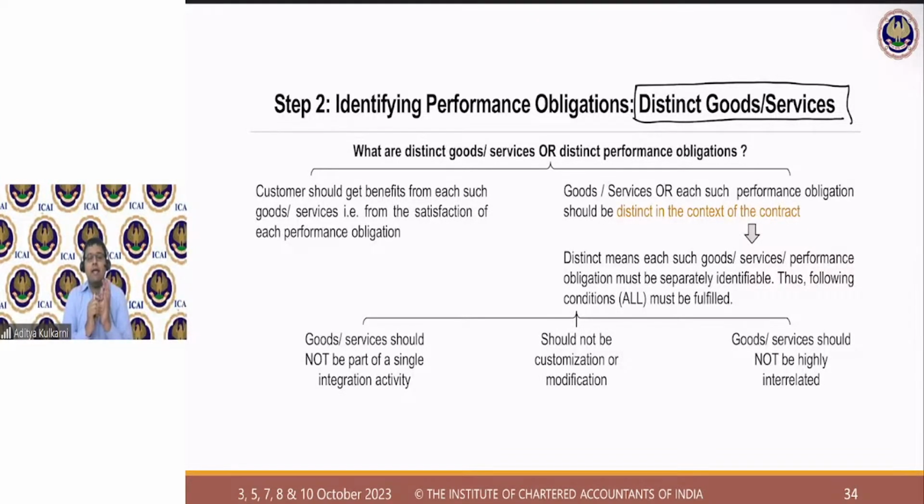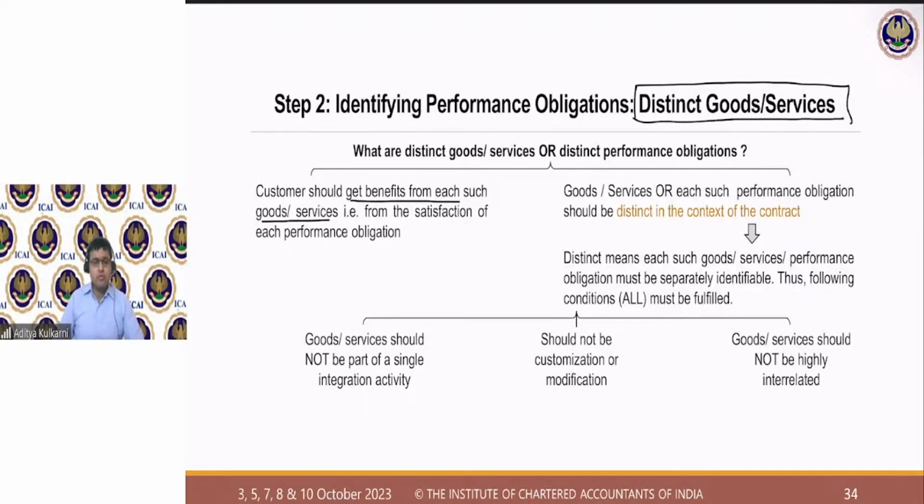So now coming to distinct goods or services or distinct performance obligations. What do you mean by distinct? So distinct could mean different. Answer is no. Distinct will not mean different. Okay, when I say distinct, the contract gives us two identification methods. The first one is the customer should get benefits from each such goods or services, that is from the satisfaction of each performance obligation.